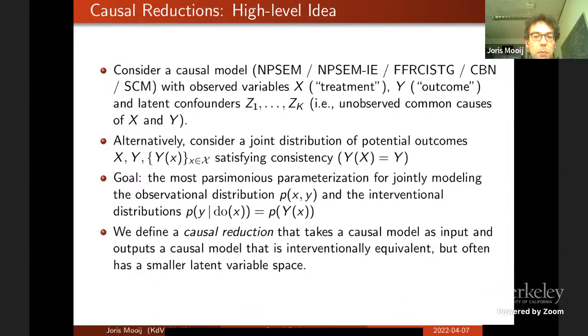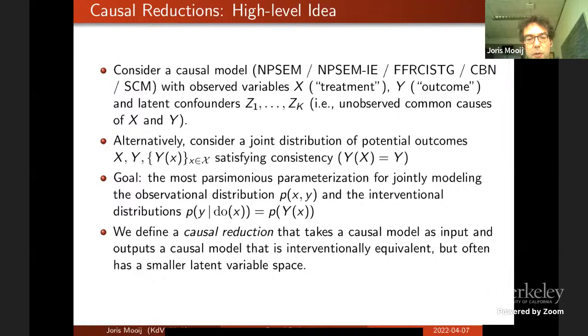Then our goal would be to get, in a way, the most parsimonious parameterization for jointly modeling both the observational distribution, so the joint distribution in the observational regime of treatment and outcome, and the interventional distributions that I will denote using the do operator. So as the distribution of y if we do x. And this is just the distribution of the potential outcome y of x.